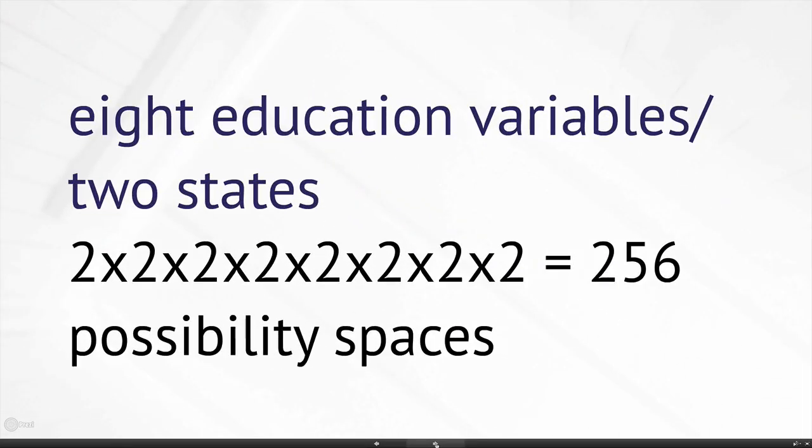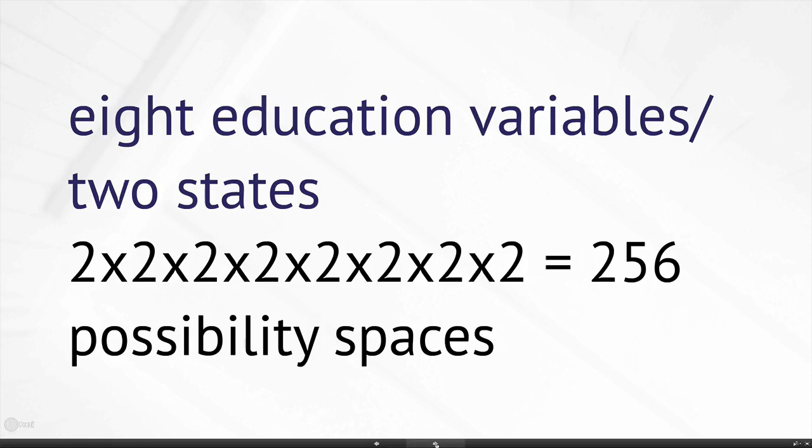8 possibility spaces. Now, of course, in terms of the book itself, we're actually working in total with 8 educational variables. Okay, we're working with 3 curriculum variables and 5 pedagogy variables. And that gives us a situation where we're working with a base of 2. They're all either open or solid in terms of their states. But we're working with 8 variables. So you have a full set of 256 possibility spaces.